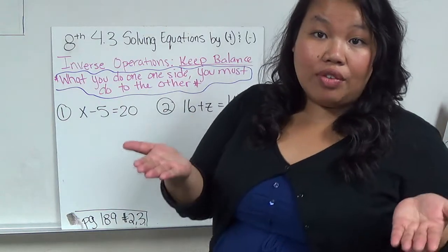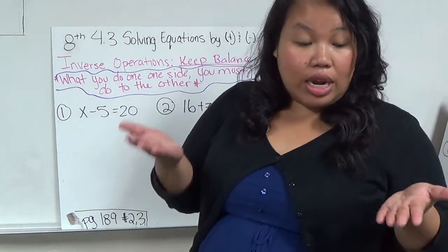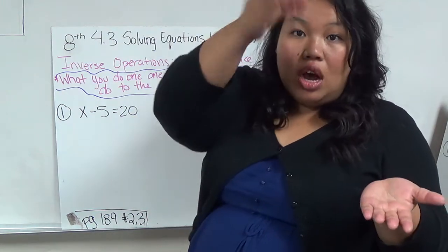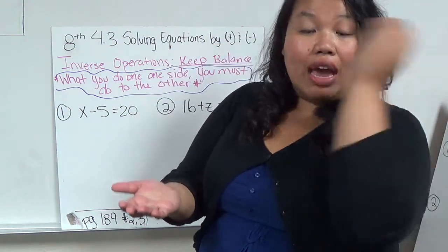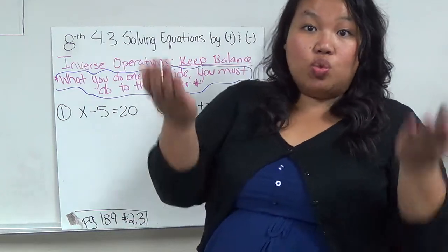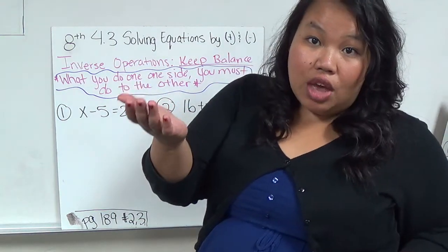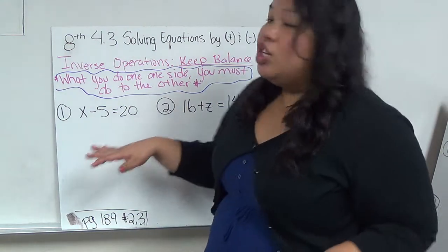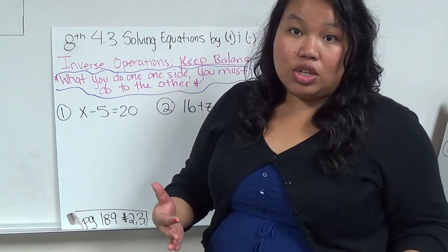For example, when you have a scale and you're trying to keep both sides balanced, if I add 5 weights to one, I have to add 5 to the other to keep them balanced, or else one will be a lot heavier than the other. So that's the whole goal: to make sure that no matter what, I don't change the value of the equation.